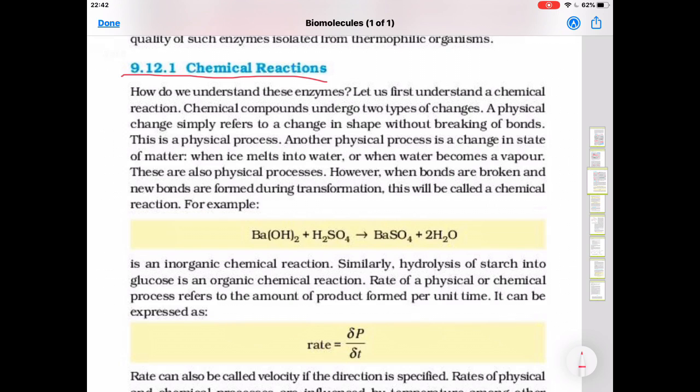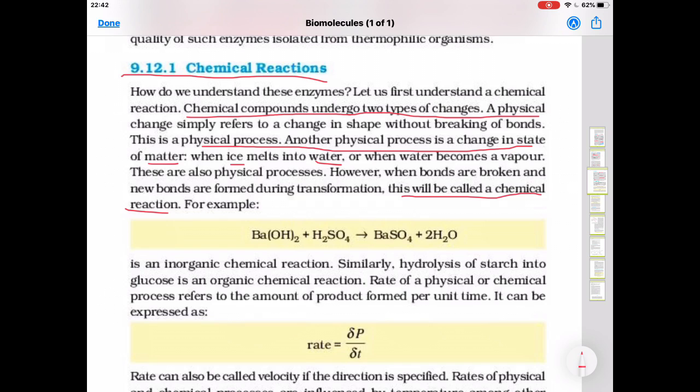Chemical compounds undergo two types of changes. A physical change simply refers to a change in shape without breaking of bonds. This is a physical process. Another physical change is a change in state of matter. Examples are ice melting into water or water becoming a vapor. These are also physical processes. However, when bonds are broken and new bonds are formed during transformation, this is called a chemical reaction.